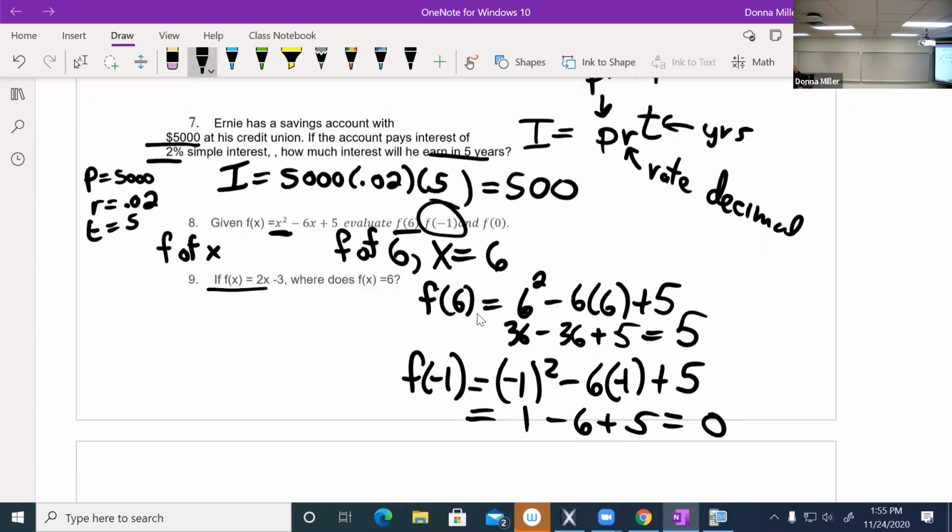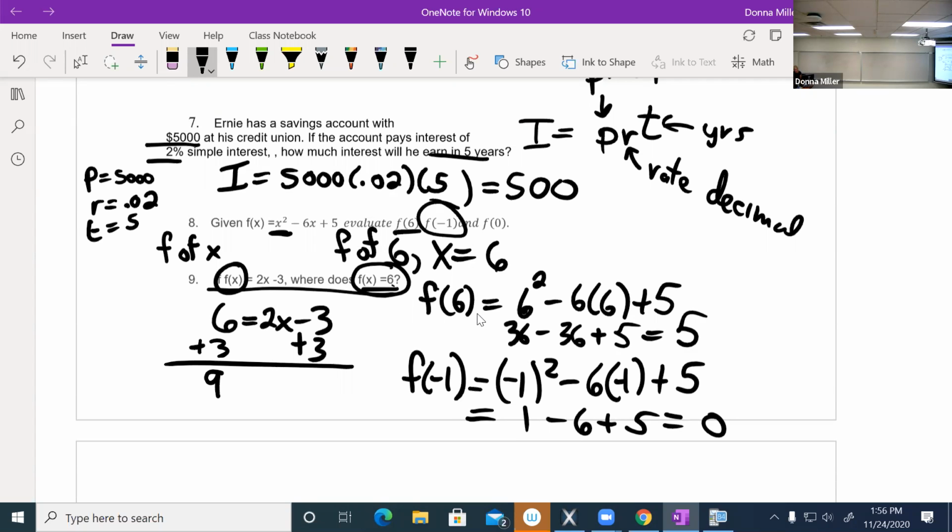All right, this is different because it's asking where does f of x equal 6. The word where is a dead hint. They're asking for x. But f of x is this. So what we're doing is replacing that with 6 instead, and we're solving for x. So now it's simple. Plus 3, you get 9. Divide by 2, so x is 9/2, okay? So that's where f of x equals 6.